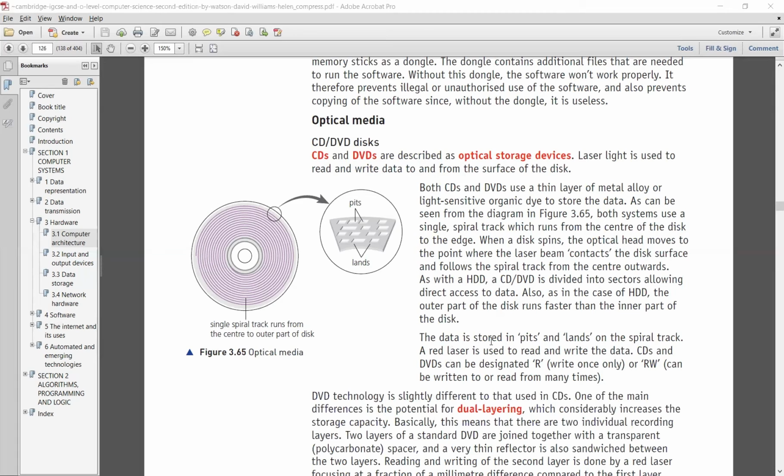Now, how the data is stored, this is what you need to know. The terms pits and lands, and the spiral track that is being used. You can observe yourself that it's a single spiral track which starts from the middle of the disc and goes to the end of the disc. That is what you need to know regarding optical media, that is CD and DVD.